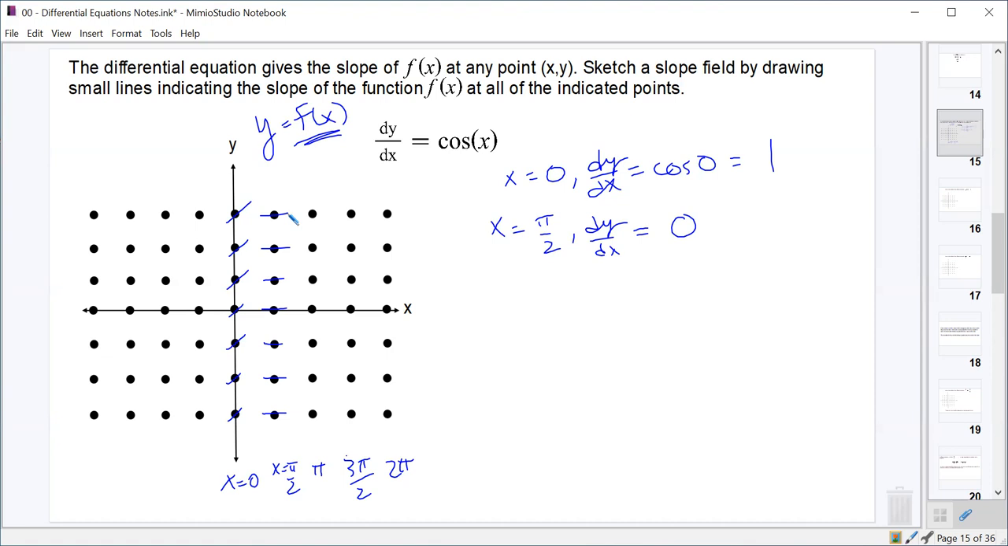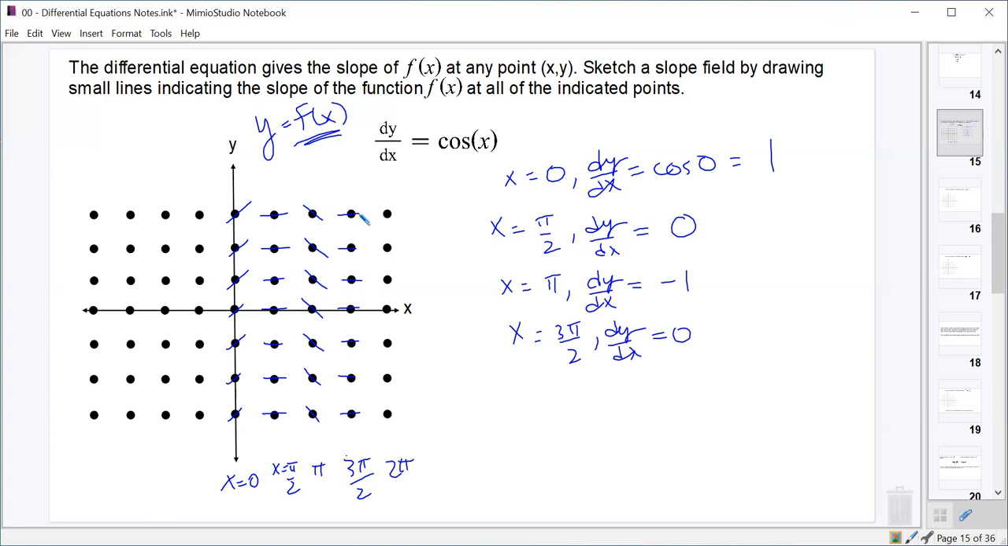And we're going to do the same thing going across. At x equals pi, dy dx is going to equal the cosine of pi, which is -1. And a slope of -1 looks just like this. And as we move over to 3 pi over 2, we're going to get dy dx equal to 0 again. So we'll draw a bunch of little horizontal lines, indicating that at 3 pi over 2, the slope of f of x should be 0, it should be horizontal.